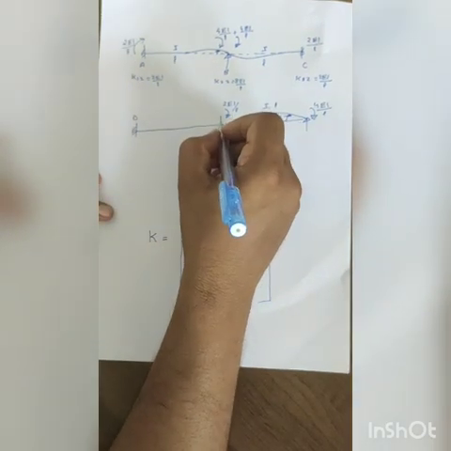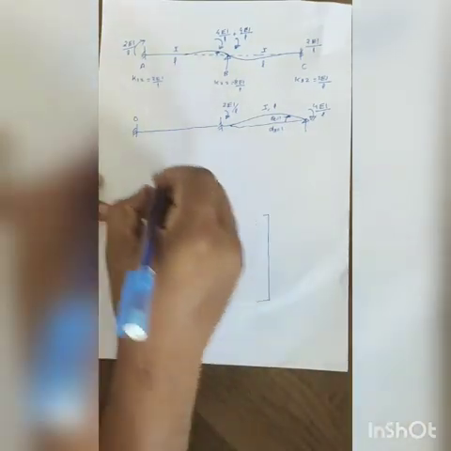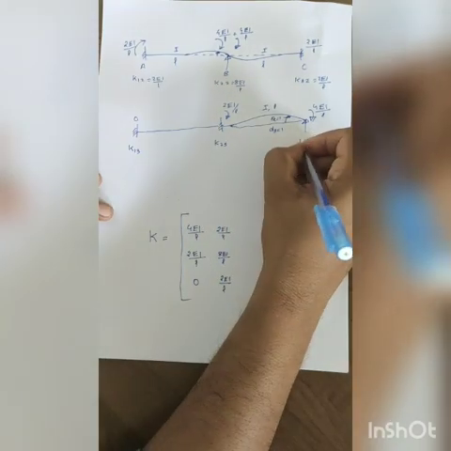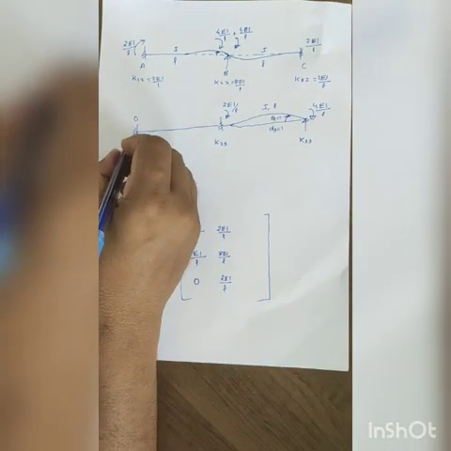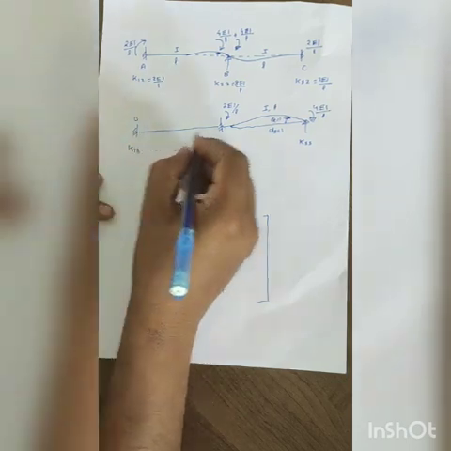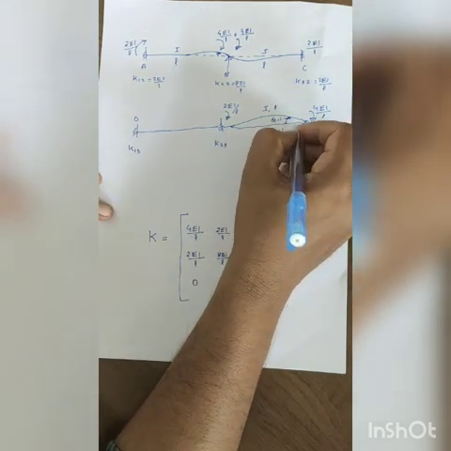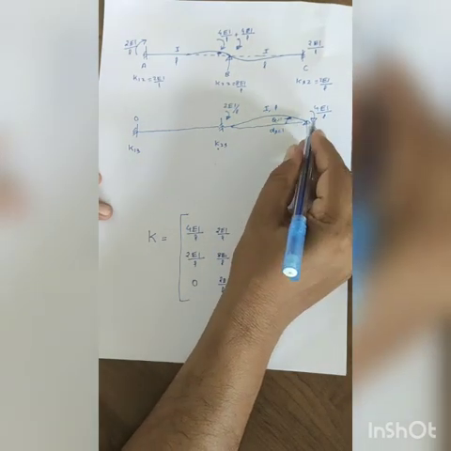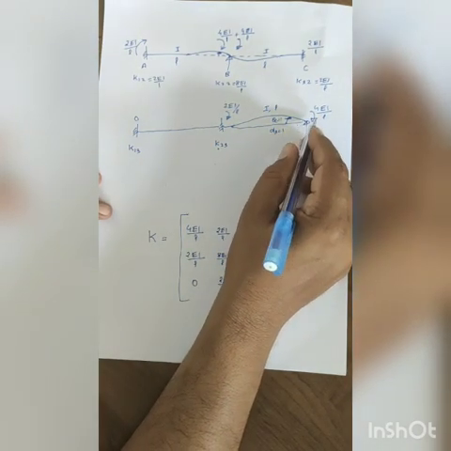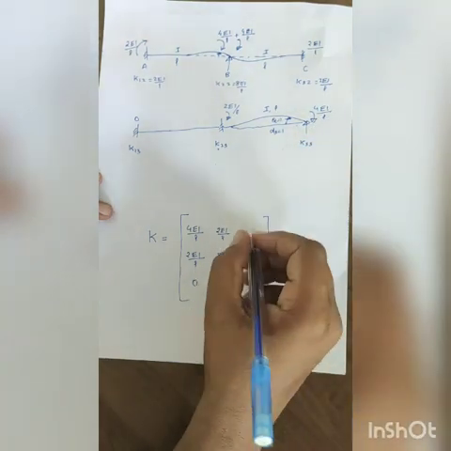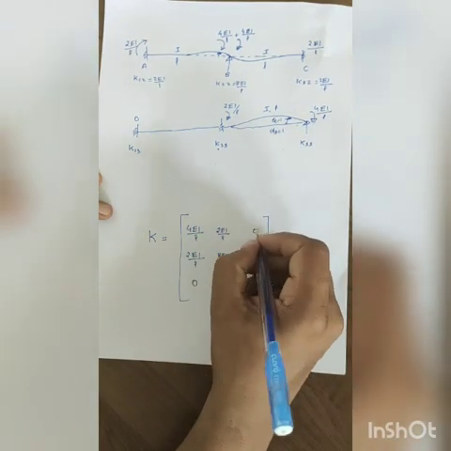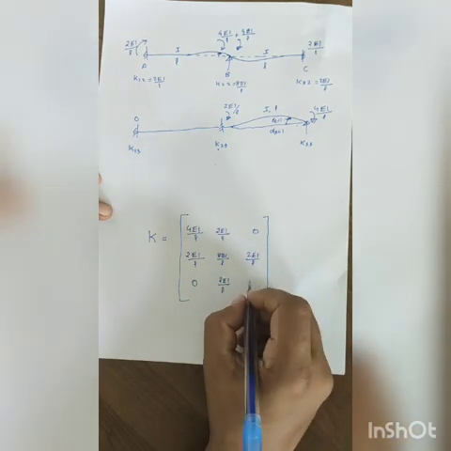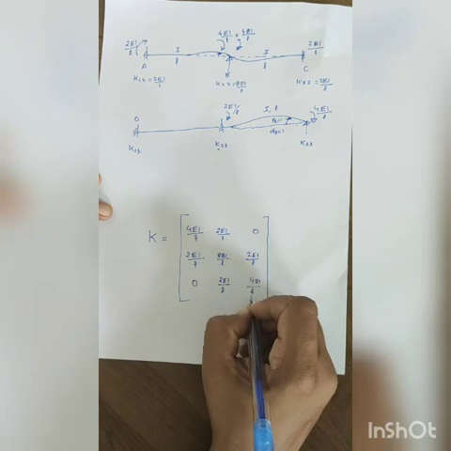Since theta B and theta A are equal to 0, this is K13, this is K23 and this is K33. So it is the moment induced at the first ordinate due to a unit rotation at the third ordinate, the moment induced at the second ordinate due to a unit rotation at the third ordinate, and the moment induced at the third ordinate due to a unit rotation at the third ordinate.